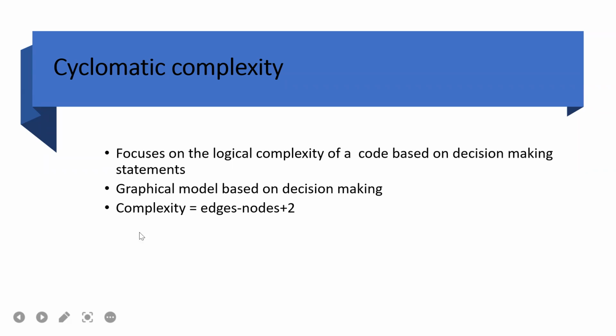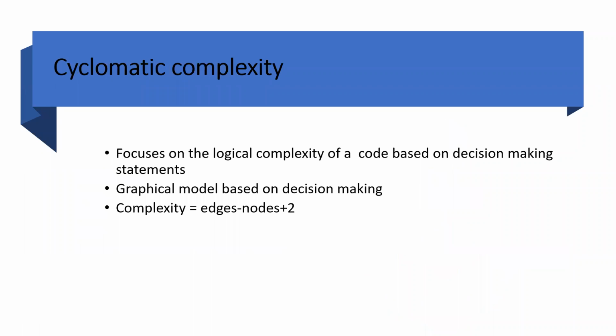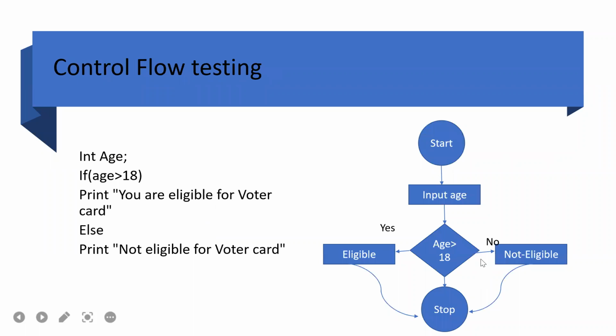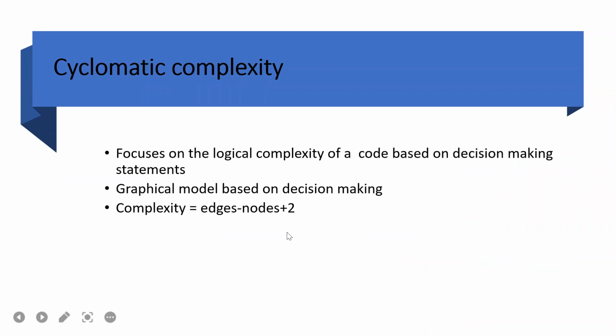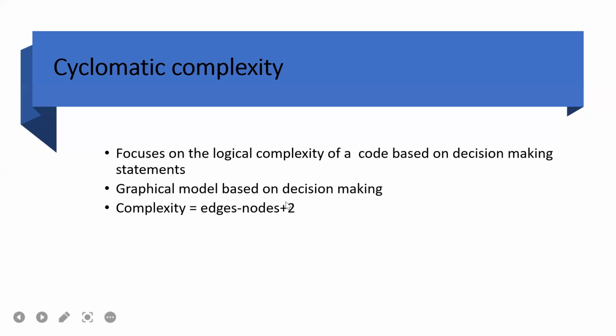This is the formula for complexity. You know what an edge is and what a node is, right? These are nodes and these are edges. These arrow marks are edges. So how they define the complexity is the total number of edges minus the total number of nodes, and they add a 2 to it. The value which comes out here will define the complexity. It is based on the input values we give, right?